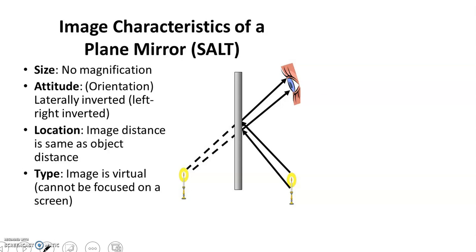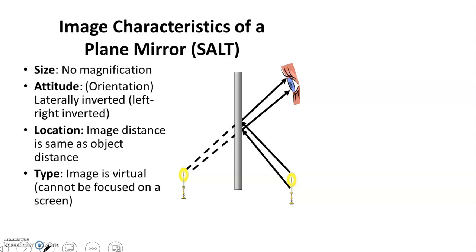Second is A. A stands for attitude. Attitude is how the image is oriented. So the image orientation is inverted from left to right, and you call it lateral inversion, or laterally inverted. We'll see what that term is in detail in the next slide. So what is the attitude or orientation of the image formed? It's laterally inverted, that is, left to right inverted.